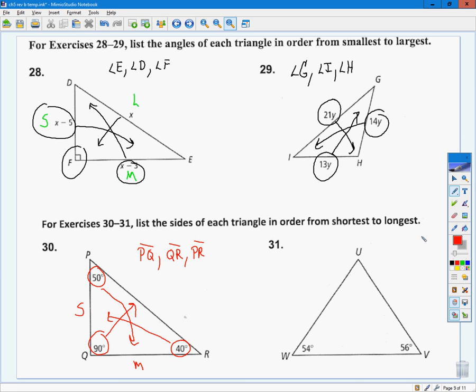When I come over to do number 31, the first thing I got to do is find this missing piece. I would add these two angles together. 54 and 56 is a total of 110. There is 180 degrees in a triangle. It means that the angle that's remaining is 70. The smallest side will be across from the smallest angle. This would be the smallest. The middle one is going to be across from the 56. And the largest is going to be across from the 70. So from smallest to largest, it would go segment UV. The middle would be segment UW. And the largest would be segment WV.